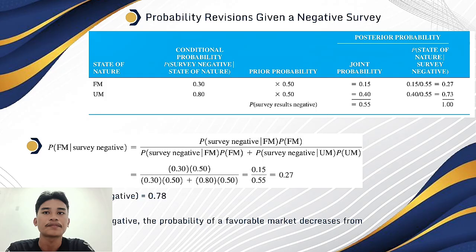So next, for probability revisions given a negative survey, as you can see, the posterior probabilities of FM and UM are reversed from the positive survey. Therefore, if the survey is negative, the probability of a favorable market decreases from 50% to 27%.